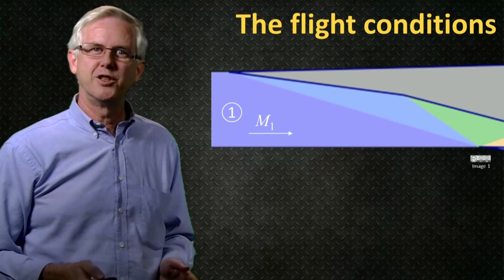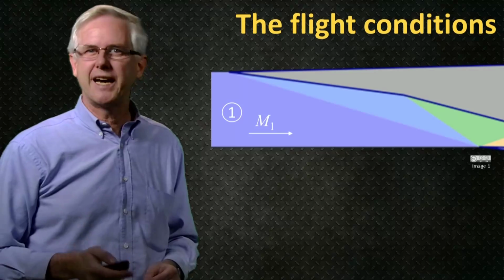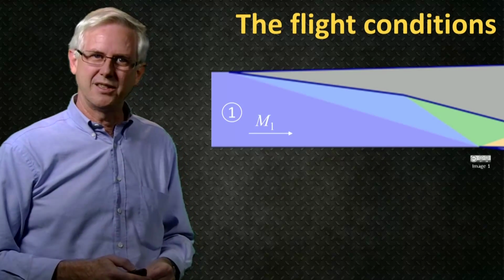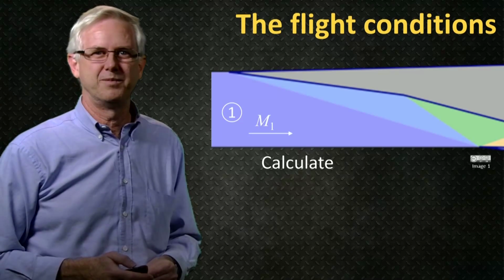You've been given your engine's flight Mach number and the static pressure and static temperature of the air at the altitude your engine is flying at. These are state 1. The first step in the analysis is to calculate some further properties of the flight condition.